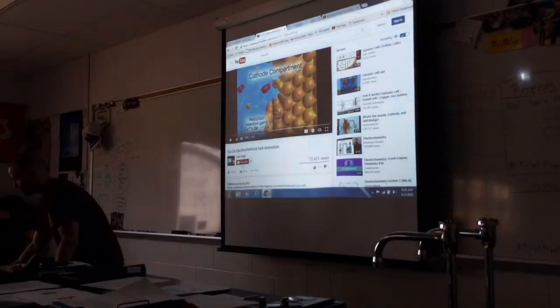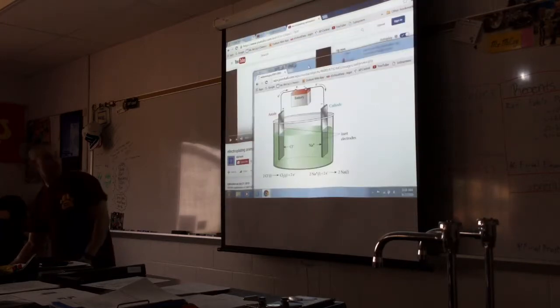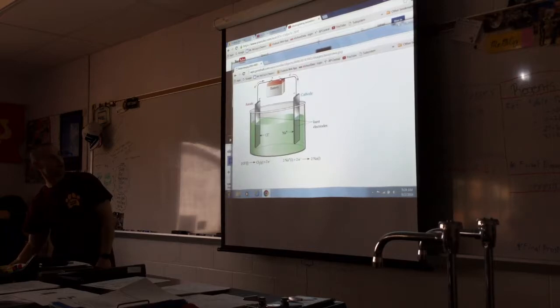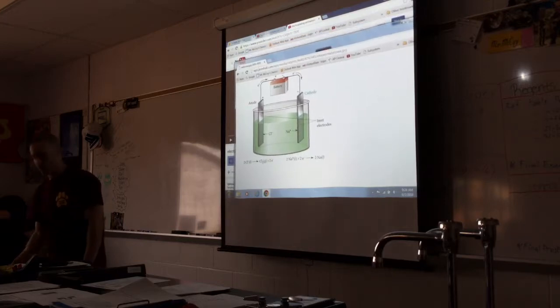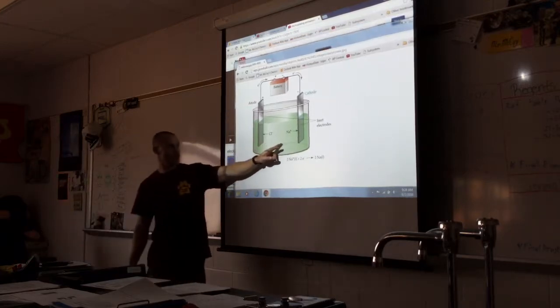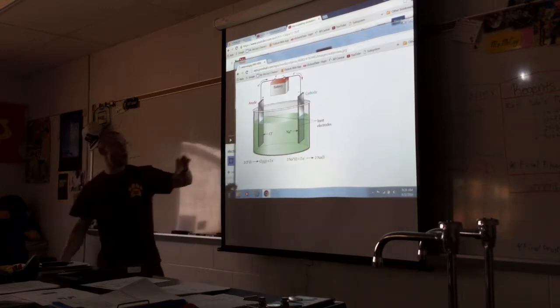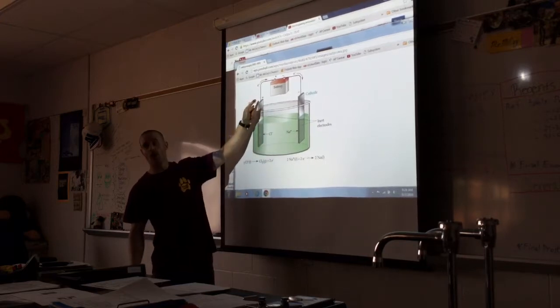Okay, so next one, copy this down in your notes. This is an electrolytic cell. Let me just try and see if I can make that a little bigger here. All right, so this is an electrolytic cell. That didn't really help. Hopefully you can read that. So in this one beaker, you have one big beaker, you have 2 pieces of metal, one's the anode, one's the cathode, connected by a wire to a battery.